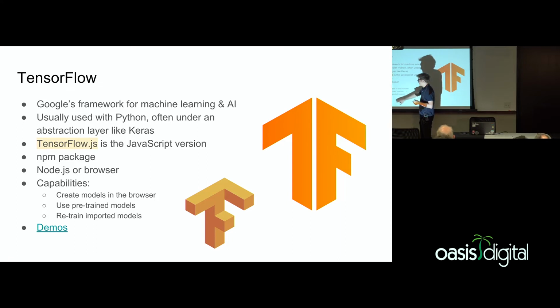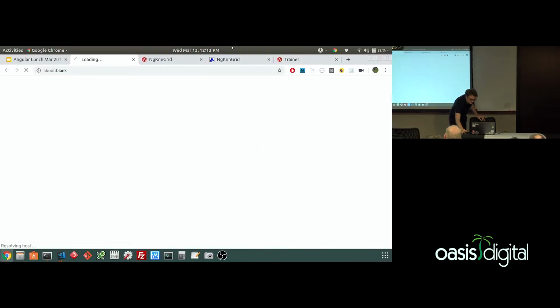These are just the capabilities that they list. In your browser or in Node, you can create models, you can use pre-trained models, so models that other people have trained, or you can retrain imported models. This is often called transfer learning. And they have a page full of demos, and I'll just show that real quick.